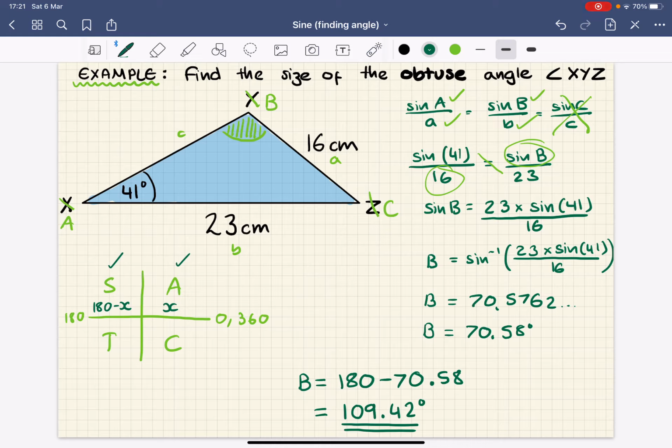So if they make a big deal about the fact that the angle is obtuse, that's kind of giving you a hint that when you process it, you're probably not going to end up with an obtuse angle. So you need to do some little bit of messing about to get that final answer.